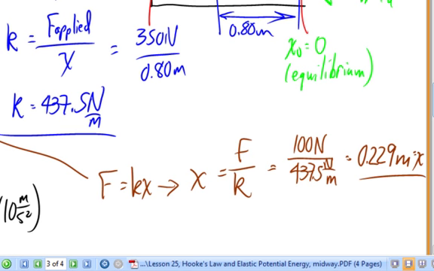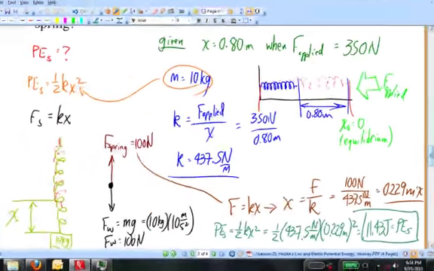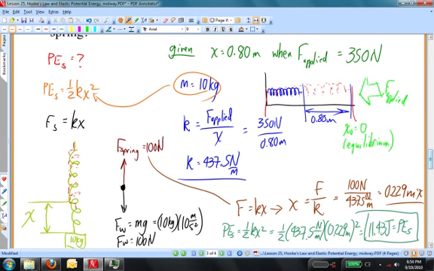Now the problem says we want to figure out what the elastic potential energy of the spring is when it's stretched that amount. So I'm going to feed all that information into the elastic potential energy formula. So let's put the numbers in. k is 437.5 newtons per meter, x is 0.229 meters. And I'm going to keep all the decimals in my TI-89 calculator. And now I turn the mathematical crank and out pops a number. I get 11.43 joules.